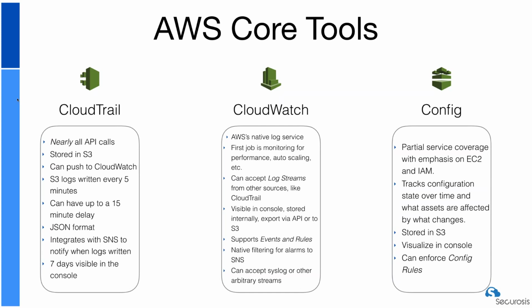Now, there's some timing things you need to know. The logs are written every 5 minutes, but there can be up to a 15-minute delay. And so I've seen, I have some alerts built off of this. I'll get them in 7 minutes, other times it's 15, other times it's closer to 30 minutes. It's in the JSON format. If you're doing anything cloud, you should be used to reading that at this point.